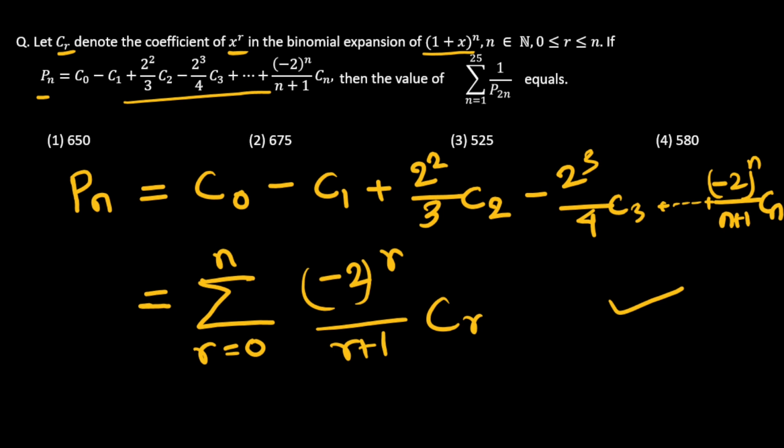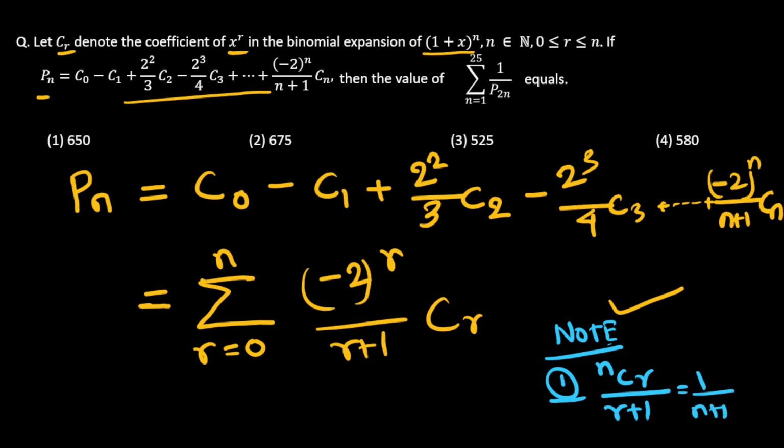Now we apply a binomial identity here so that this expression is converted to a nice form. Now we write a note. This binomial identity is nCr over r plus 1 is equal to 1 over n plus 1 times n plus 1 C r plus 1. So we use here Cr is equal to nCr. It denotes the binomial coefficient of this expression, so this expression means nCr.